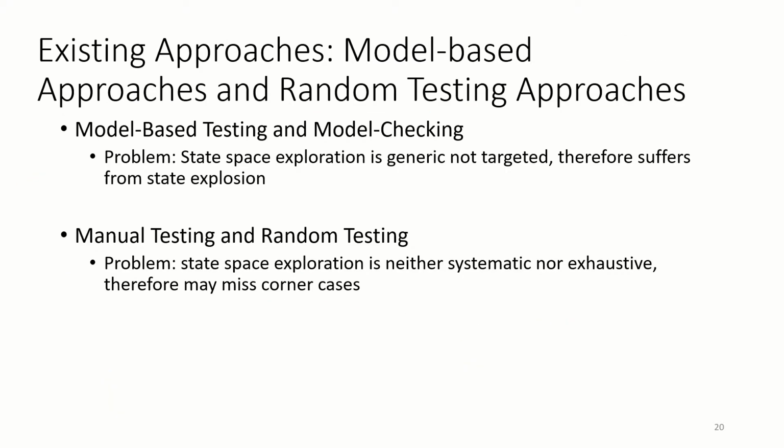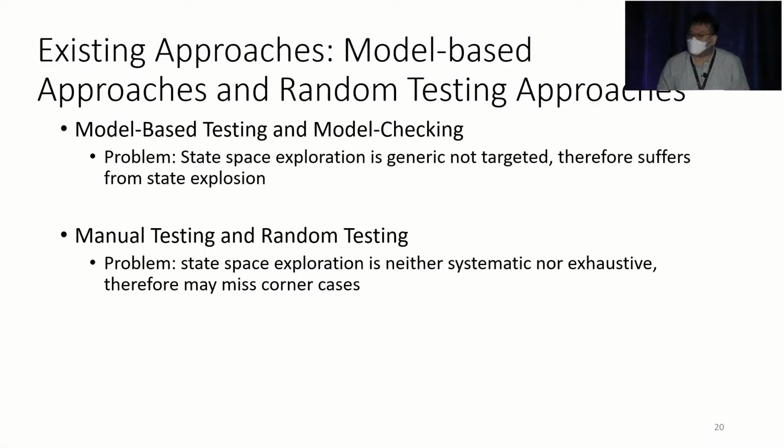There are existing approaches to find bugs in distributed systems. Model-based testing and model checking use state space exploration. They systematically and exhaustively explore the state space of the system under test. But their state space exploration is usually generic and not targeted. Therefore, they may easily suffer from the notorious state explosion problem. On the other hand, manual testing and random testing explore the state space randomly, but their exploration is neither exhaustive nor systematic. So they may miss corner cases.